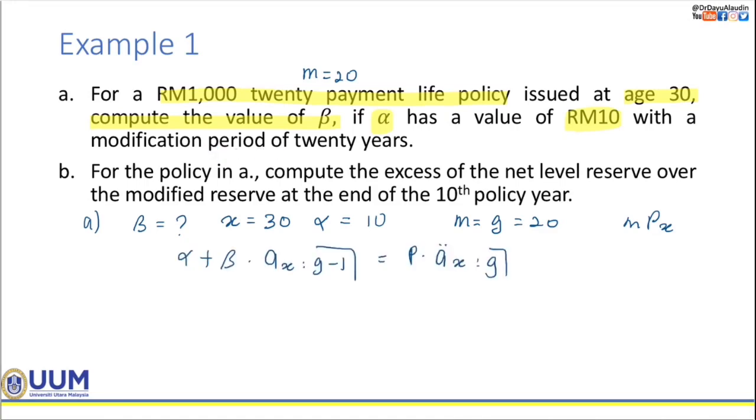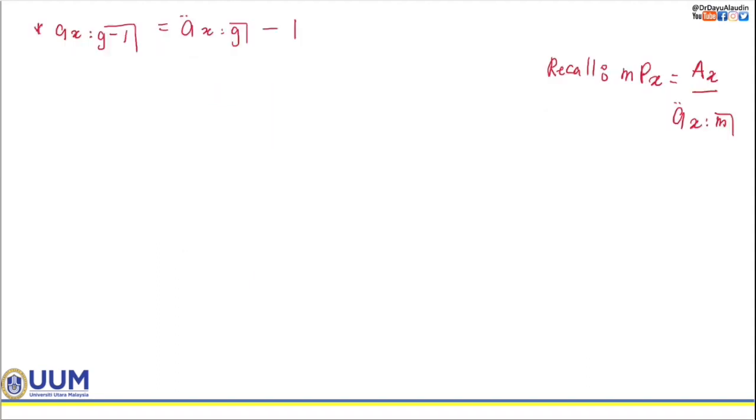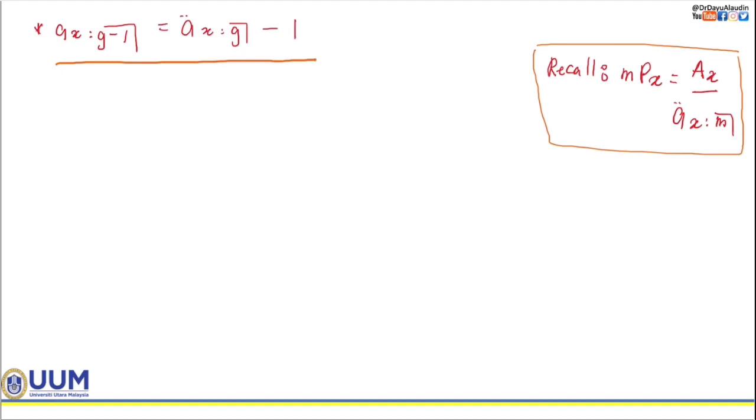So we use this formula: alpha plus beta times the annuity equals the premium times the annuity due. So we simplify this equation in terms of beta and we get this equation. Now look at this one. Annuity immediate can be written in terms of annuity due. And M P X, that we covered last semester for the net level premium, is the insurance divided by the temporary annuity.